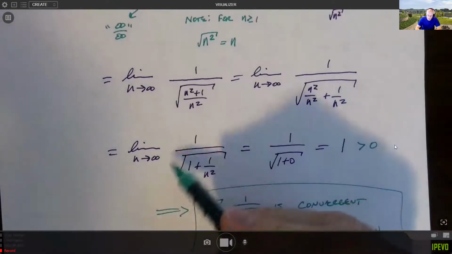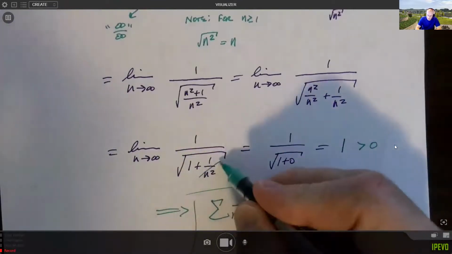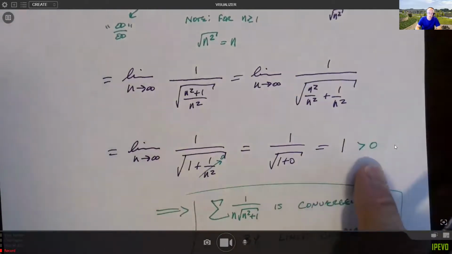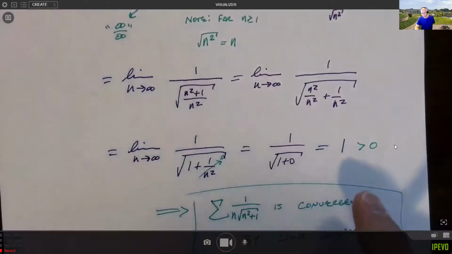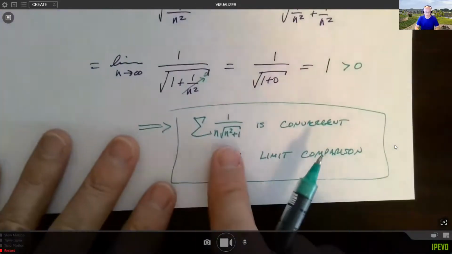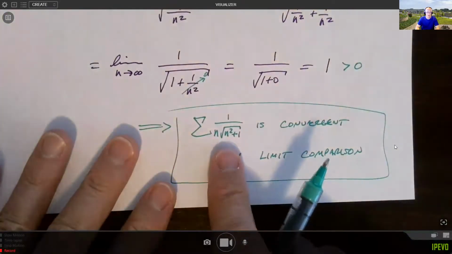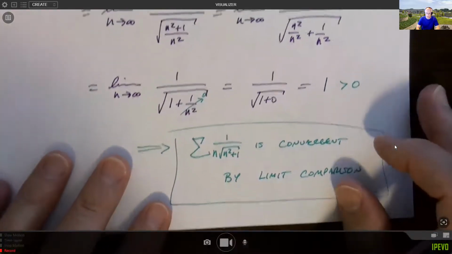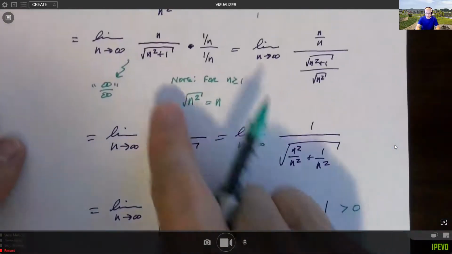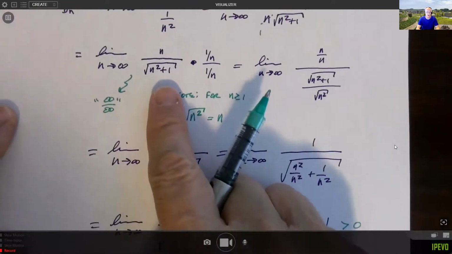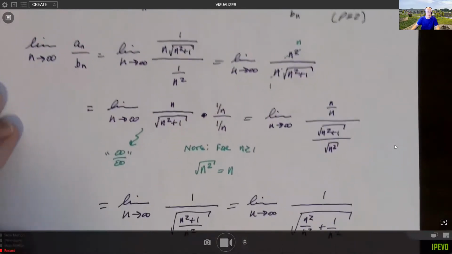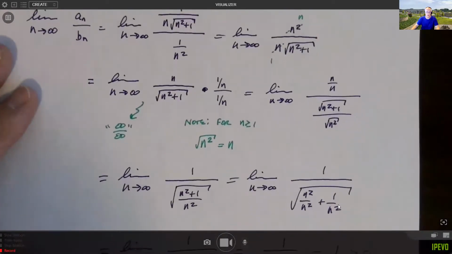And now I take the limit as n goes to infinity, and clearly this term here is going to go to 0. And so my limit becomes 1, which is greater than 0. And as we said, by the limit comparison test, the corresponding series that we were looking at originally is also convergent. Okay, so I hope this makes sense. Keep in mind, you could have also used L'Hopital's rule in finding this limit, but being able to find a limit is important, obviously, using the limit comparison test.